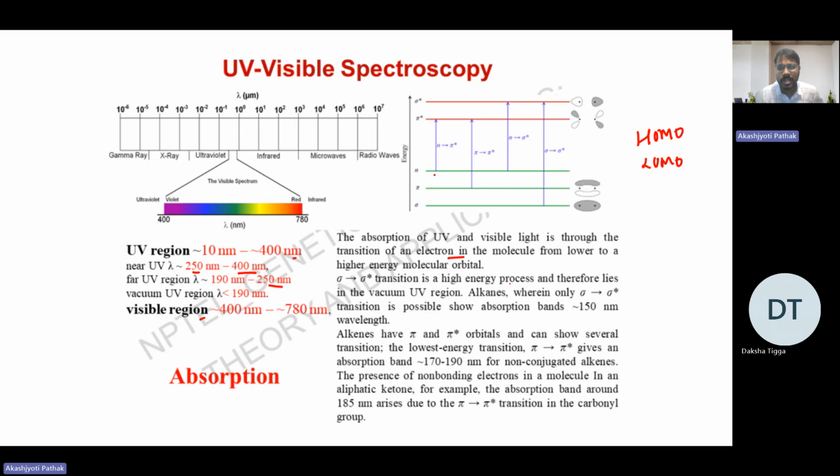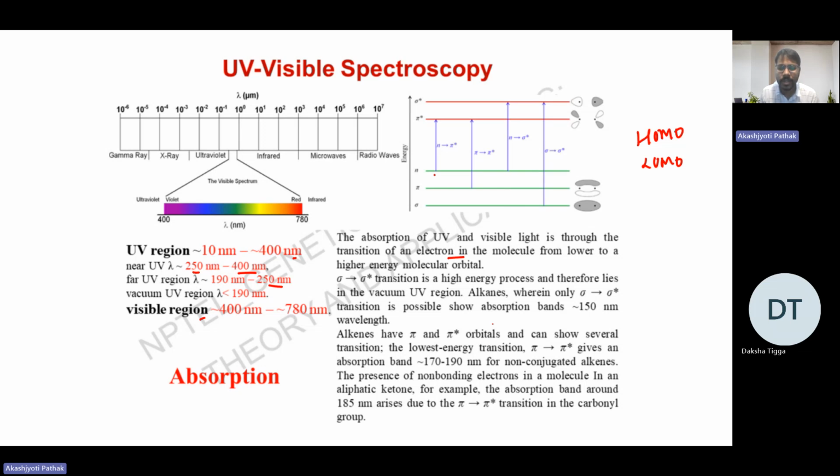So alkanes can show transition from sigma to sigma star, so they will have a lower wavelength in the far UV region. Now alkenes have pi and pi star orbitals, and they can show several transitions.